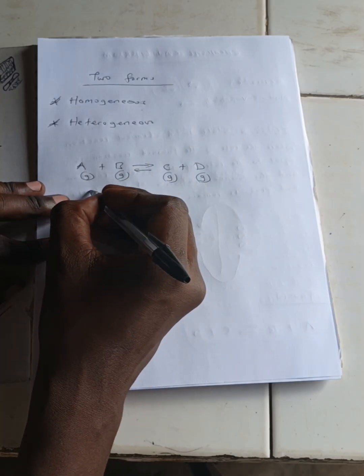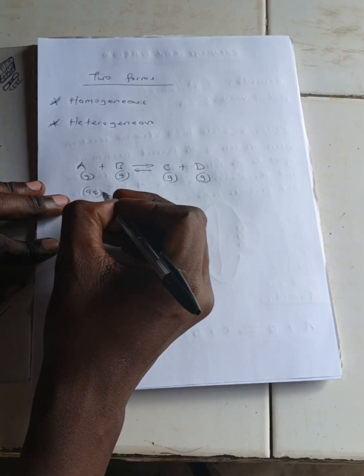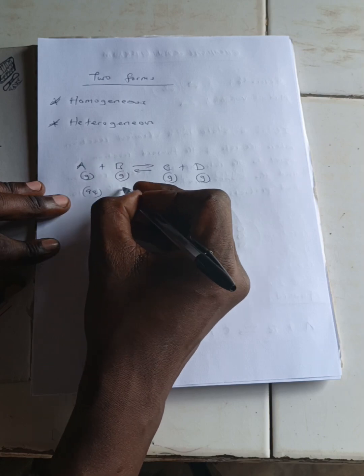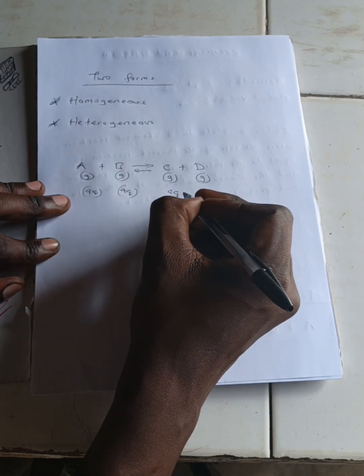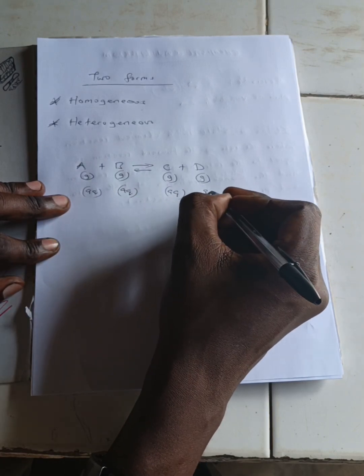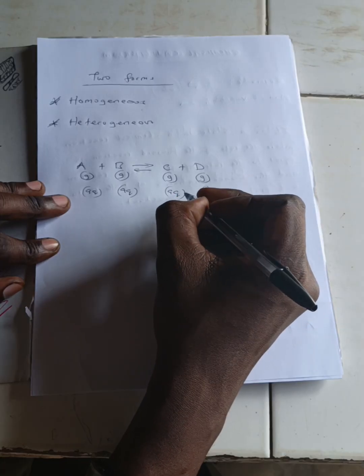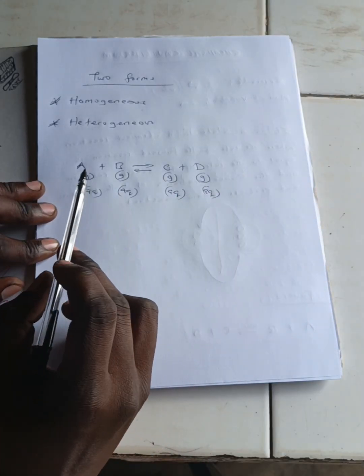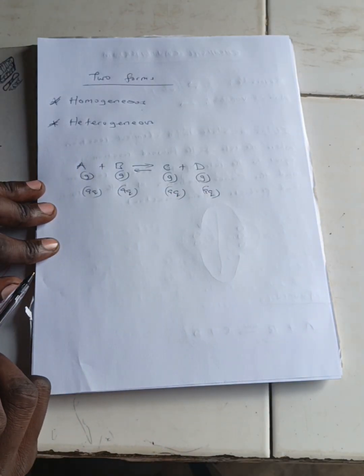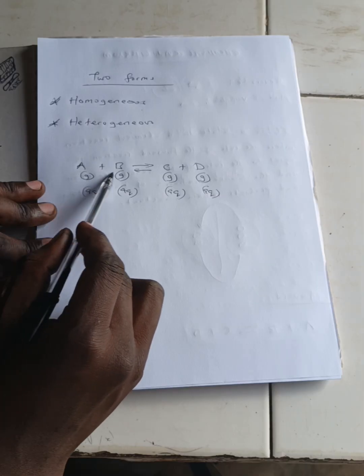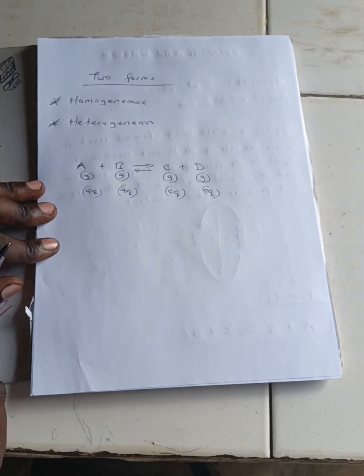So even if this was in aqueous and this also in aqueous, this also in aqueous and this also in the aqueous state, it will still be homogeneous type of chemical equilibrium as long as all the species that are there are basically in the same state. It means you have a homogeneous type of chemical equilibrium.